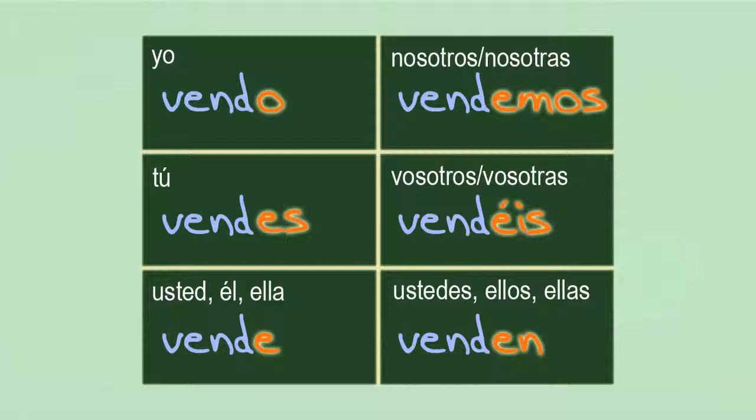Remember that singular proper nouns, like Maria, for example, would use the third person singular. Maria vende galletas. And plural proper nouns, like Roberto y Maria, would use the plural third person. For example, Roberto y Maria venden galletas.